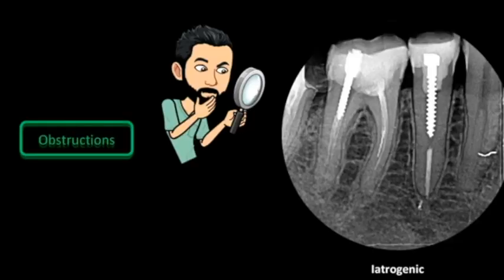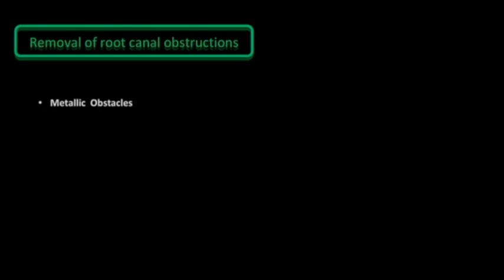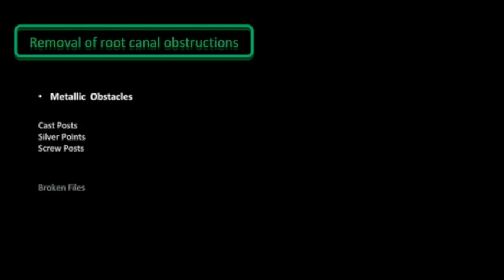We might encounter during a root canal treatment some obstructions that could be iatrogenic, like screw post, silver points, cast post, separated instruments, fiber post, and so on. Each of them has its own treatment strategy and instrumentation, trying to gain access to the canal system. Frequently, these obstacles are metallic by nature.